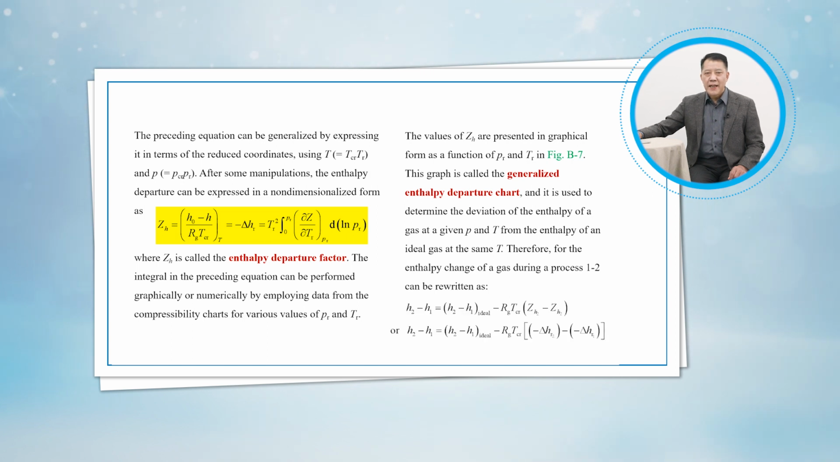Therefore, the enthalpy change of a gas during a process 1 to 2 can be rewritten as follows, where the values of Z_h are determined from the generalized enthalpy departure chart, and this term is determined from the ideal gas tables. Notice that the last term on the right-hand side is 0 for an ideal gas.